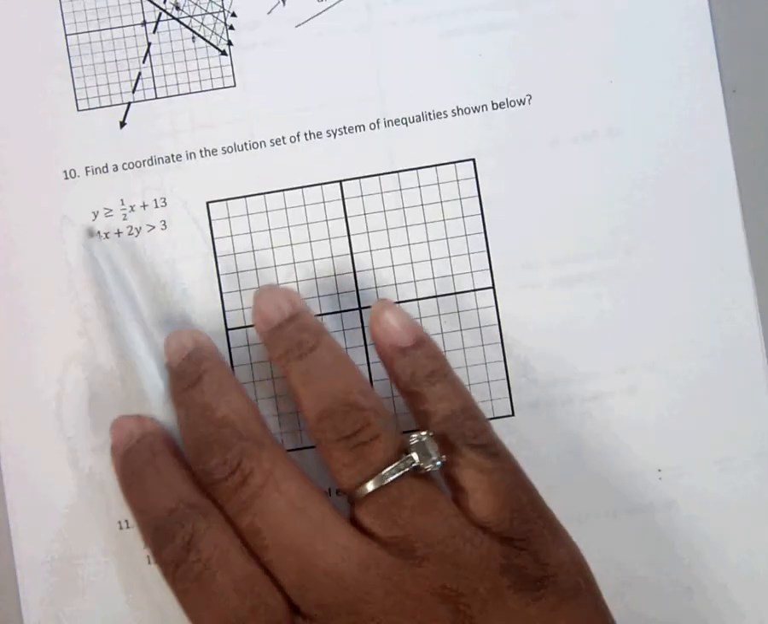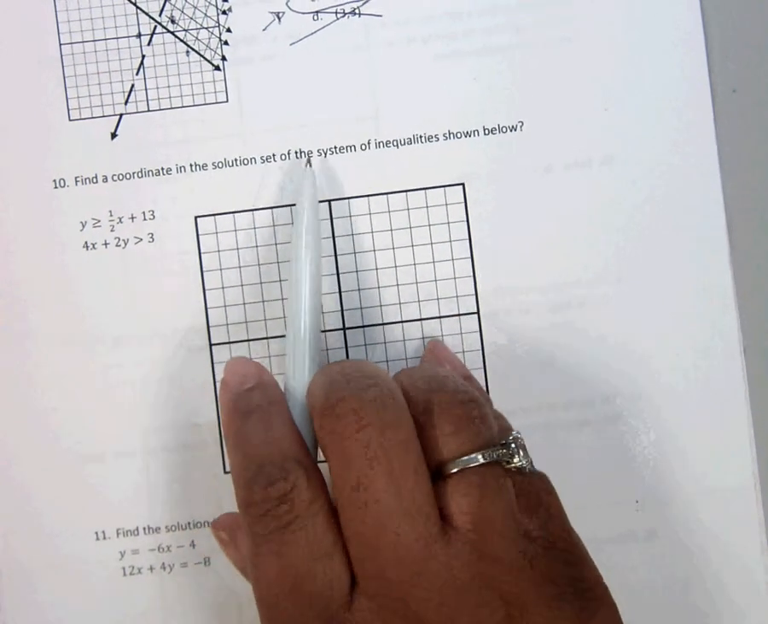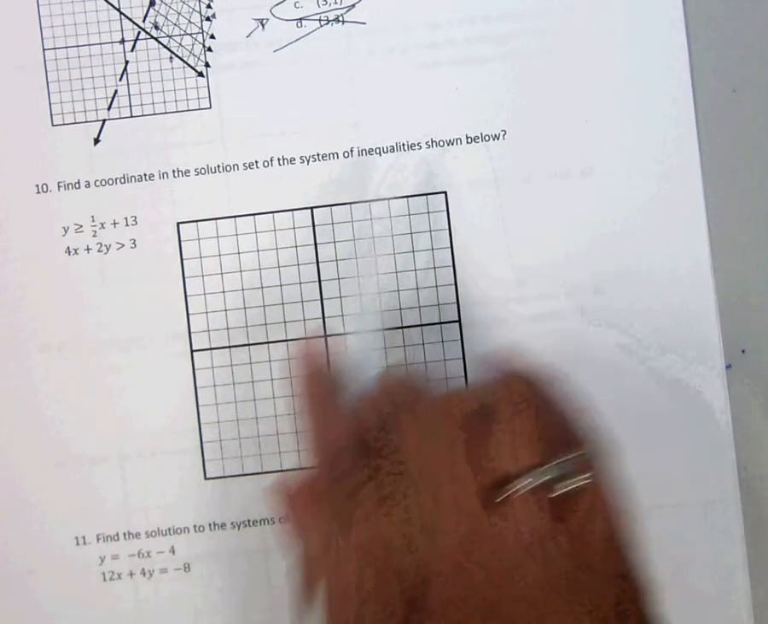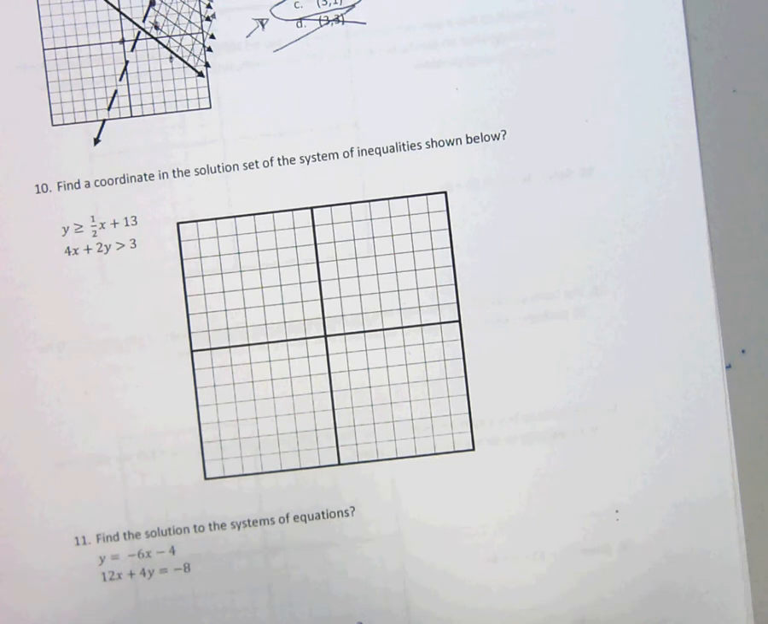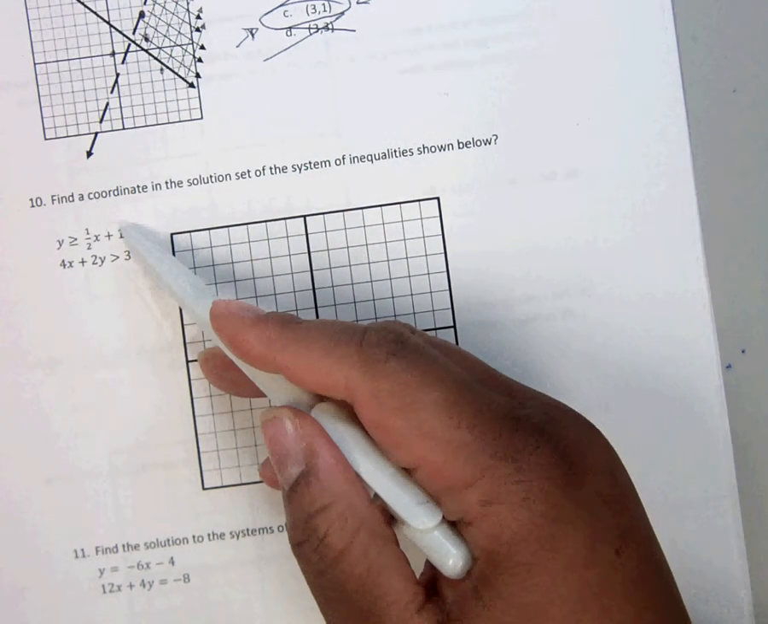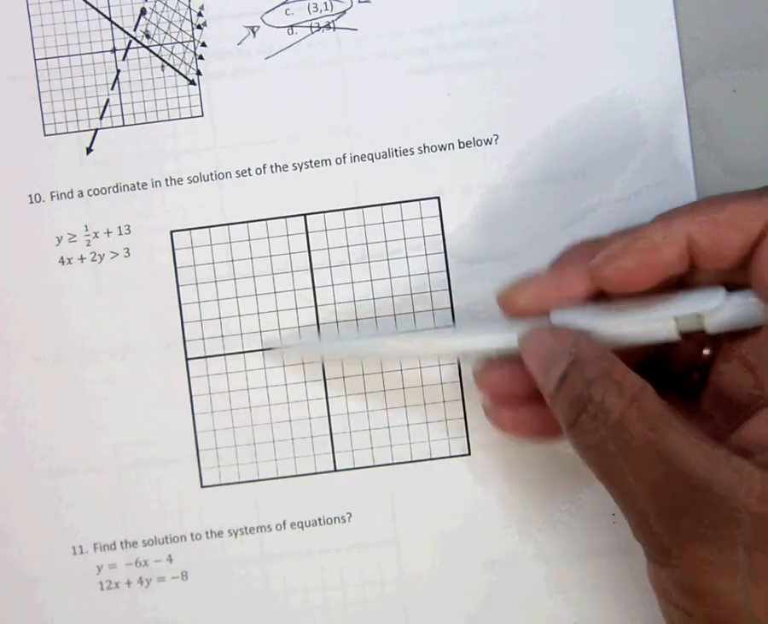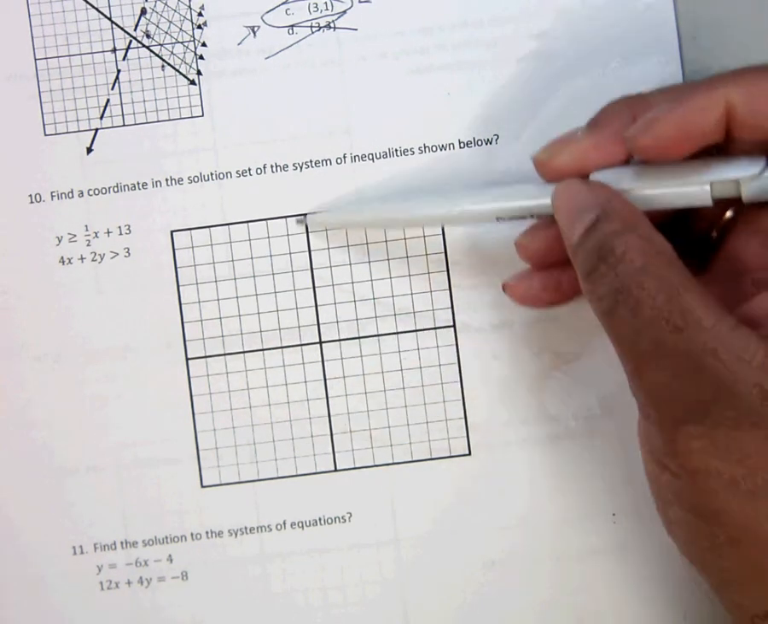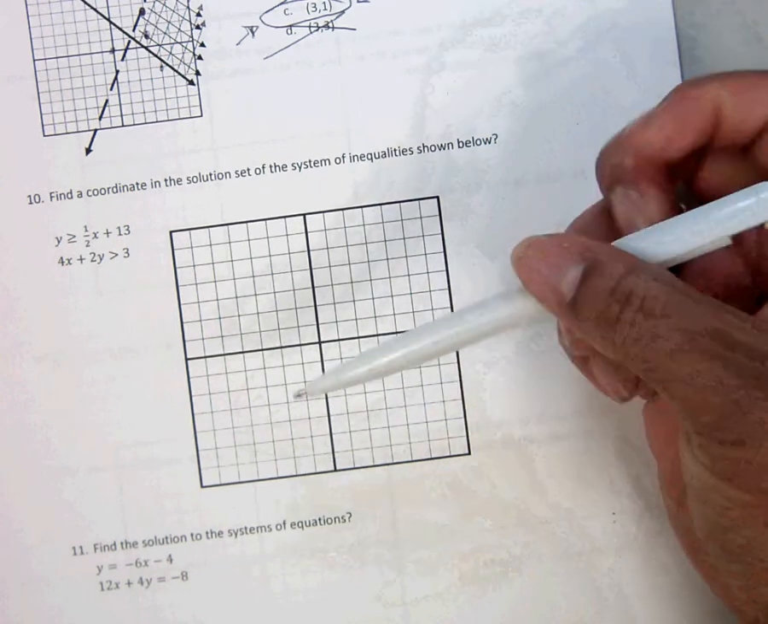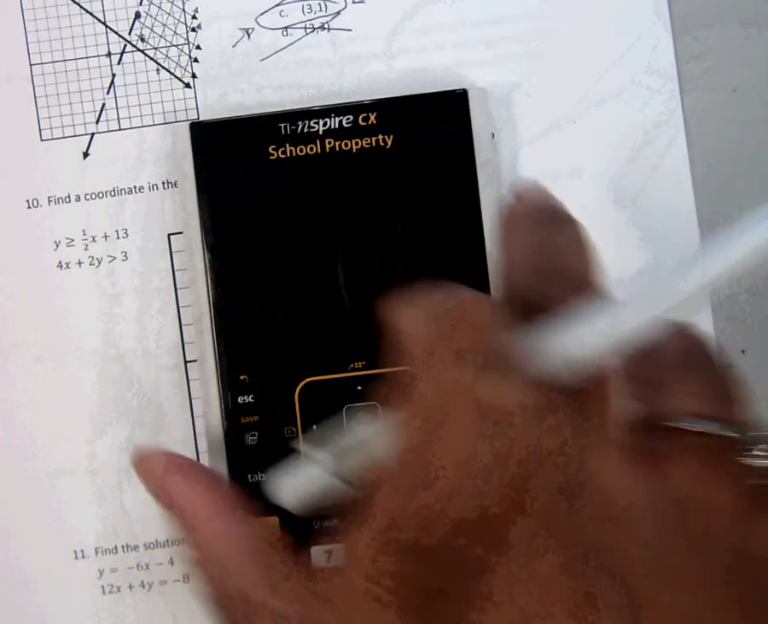Number 10, find a coordinate in the solution set of the system of inequalities shown below. Okay, so we have to graph this. And 13 is not on this, so I can't graph it. I'd have to extend and extend. So what I'm going to do is use a calculator.